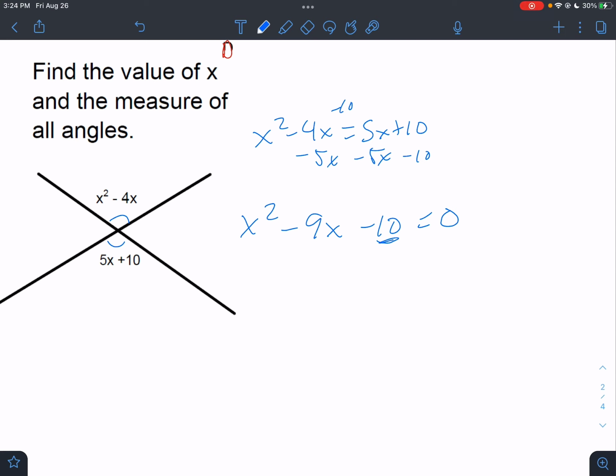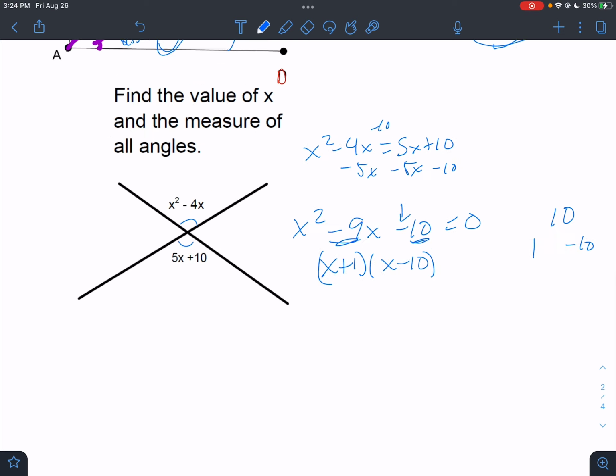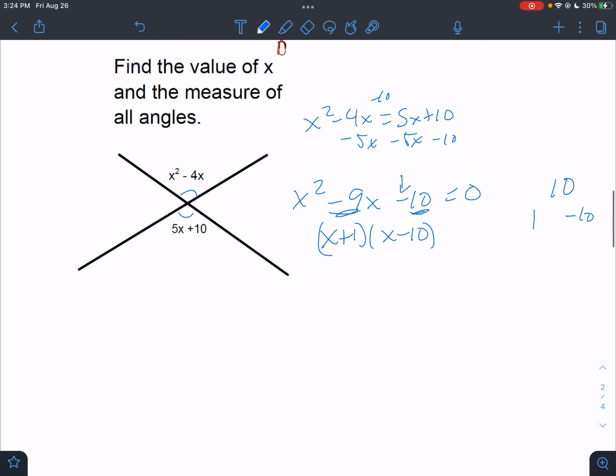And this number 10 is so important. I need the factors of 10. This tells me they have to subtract. What are the factors of 10 that subtract to equal negative 9? And it's 1 and negative 10. So the factors are x plus 1 and x minus 10. All right. So x equals negative 1 and x equals 10.